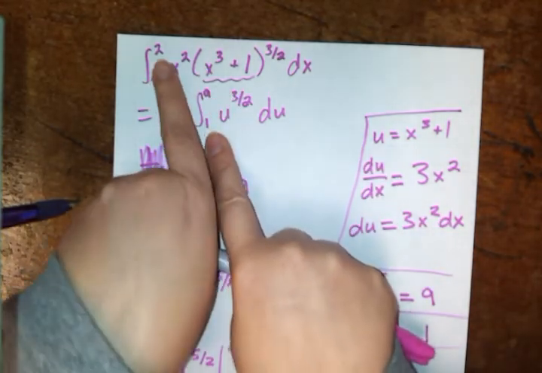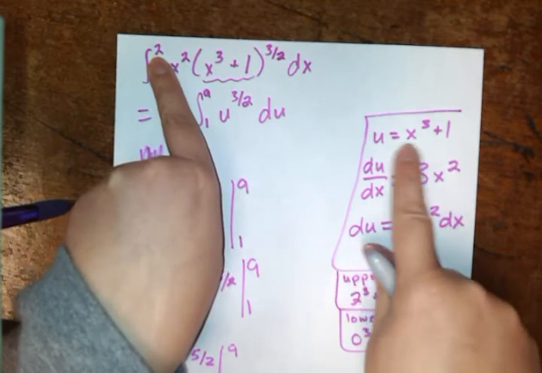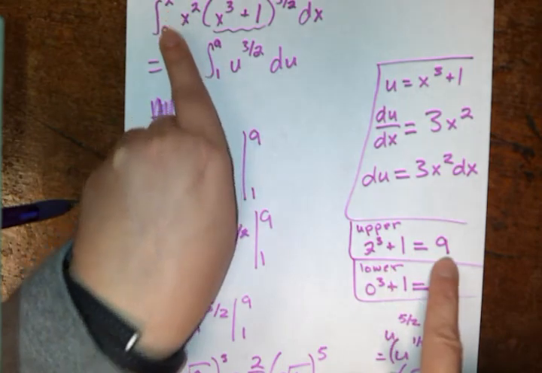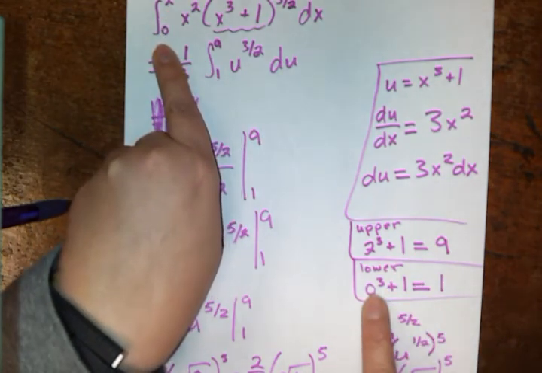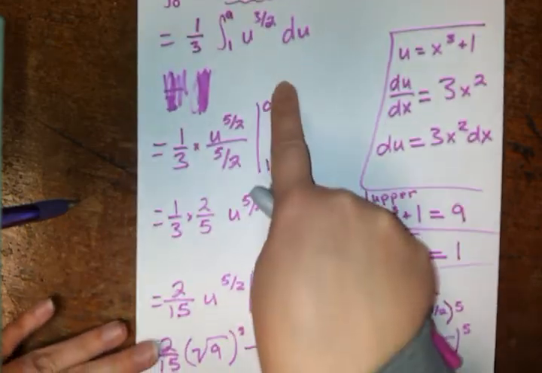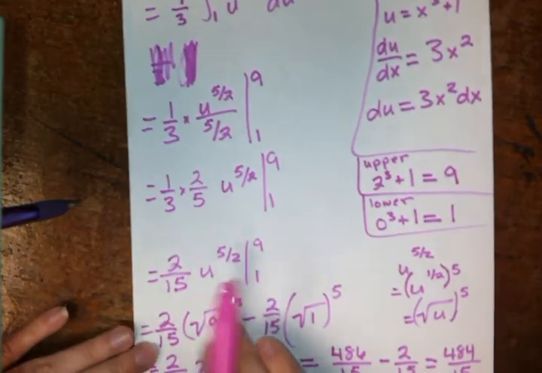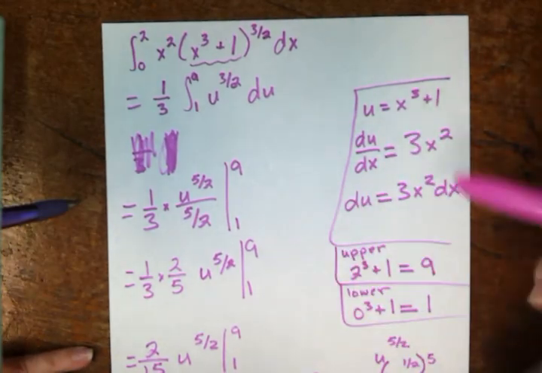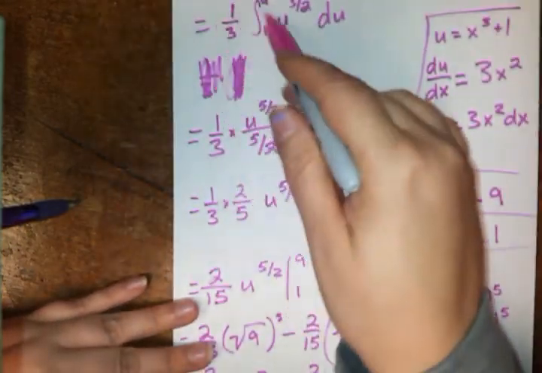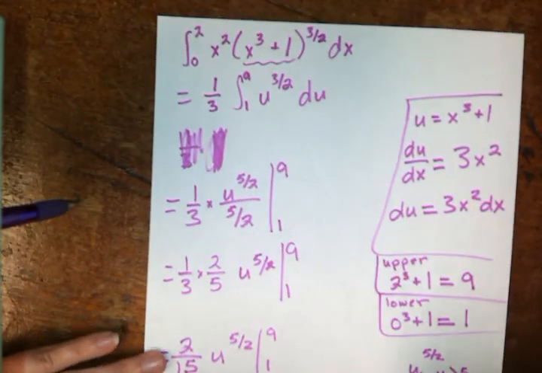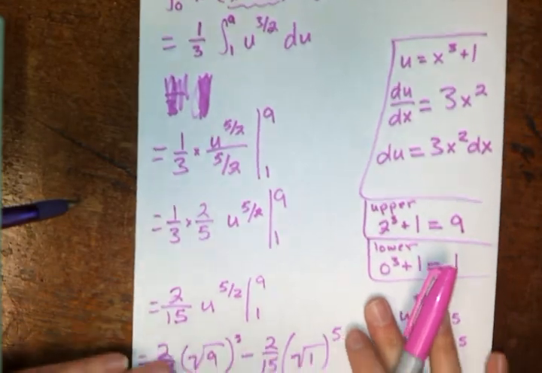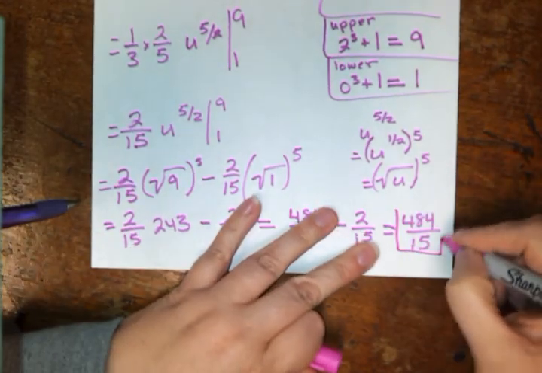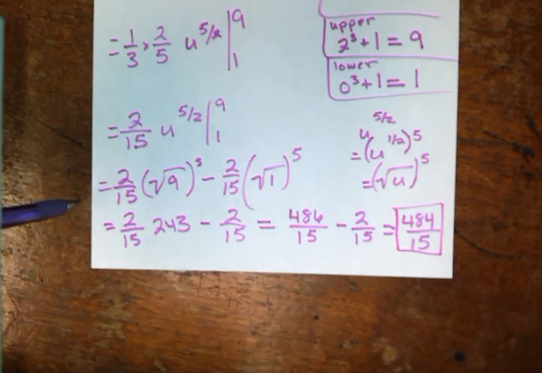To find your u-bound, plug in the x-bounds into whatever you found for u. So in this case, we had 2 cubed plus 1 is 9, and for the lower one, 0 cubed plus 1 is 1. And then you solve as you did before. And remember not to plug in anything for x anymore. Before, at one point, we would plug in what we had found for u, but because we changed these bounds, because we switched everything over into terms of u, we're just solving for u from here on out. And once you've done that and done the arithmetic, you will come up with 484/15.